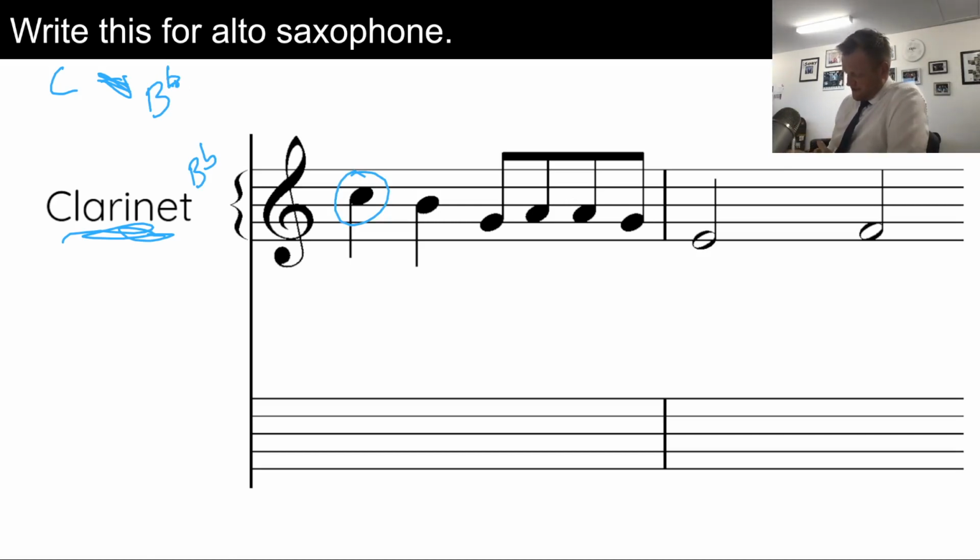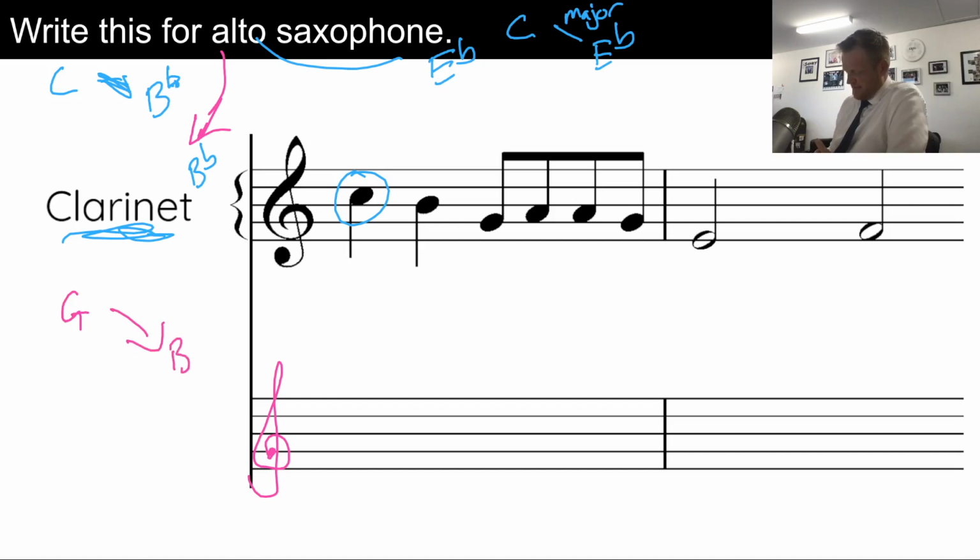So then alto sax up here, this is an E flat instrument, which means if you play a C, you hear an E flat lower. So we've got to work this out another way. This is a major 6. We want to know what are we going to play on the alto sax so that we hear a B flat. So the answer would be G. So G on alto goes down to B flat.